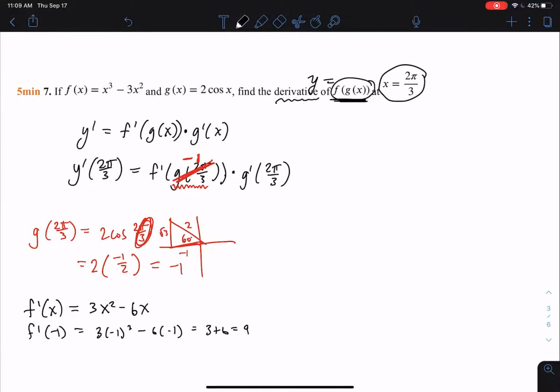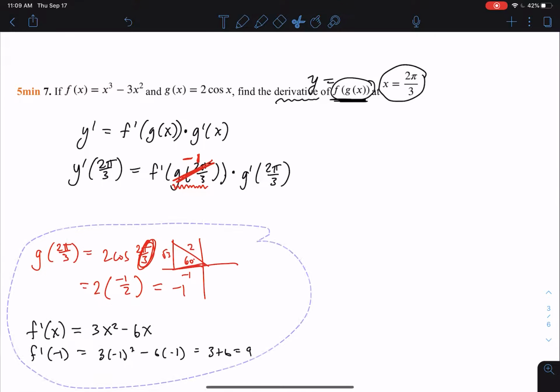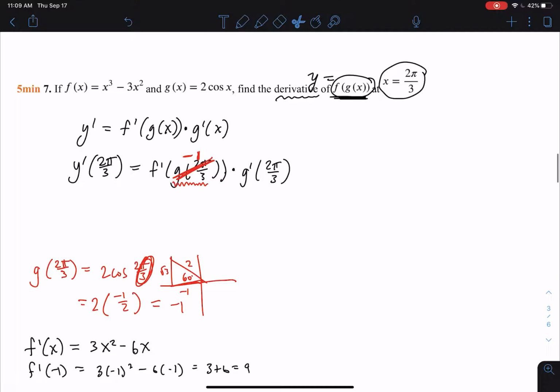Great. So what did we get so far? So far, we reached the place where we need to just plug stuff in. Let me write this a little neater. We found out that g of 2 pi over 3 was just -1. And then plugging that into f prime, we found f prime of x. Plugging in -1, we got 9. So we got the left side. Now we need to do g prime of 2 pi over 3. So what should we find first?